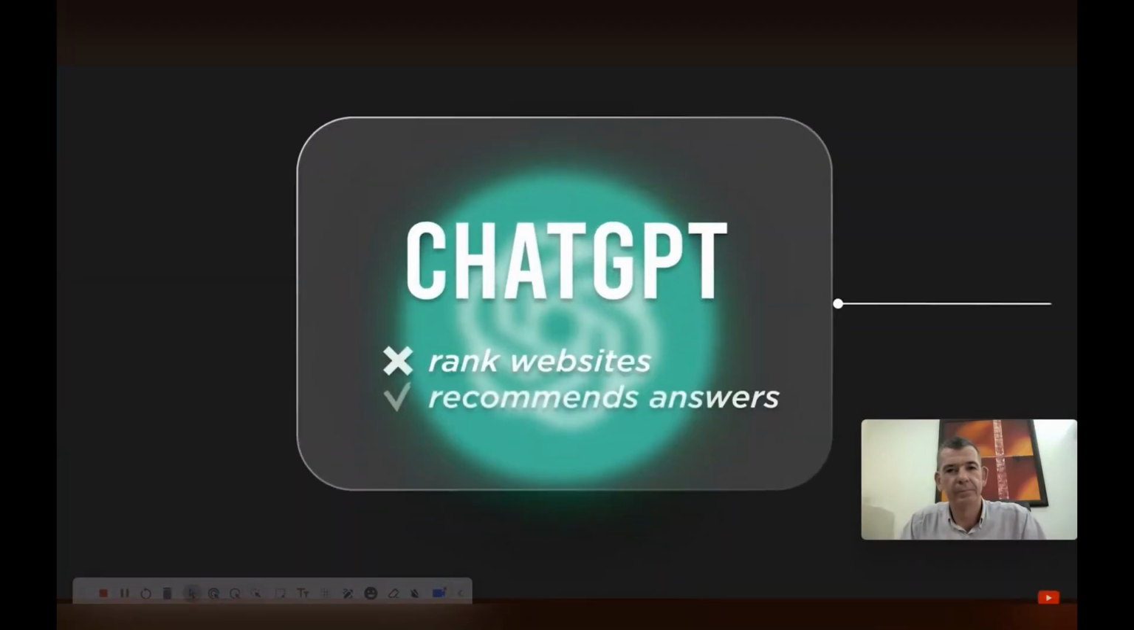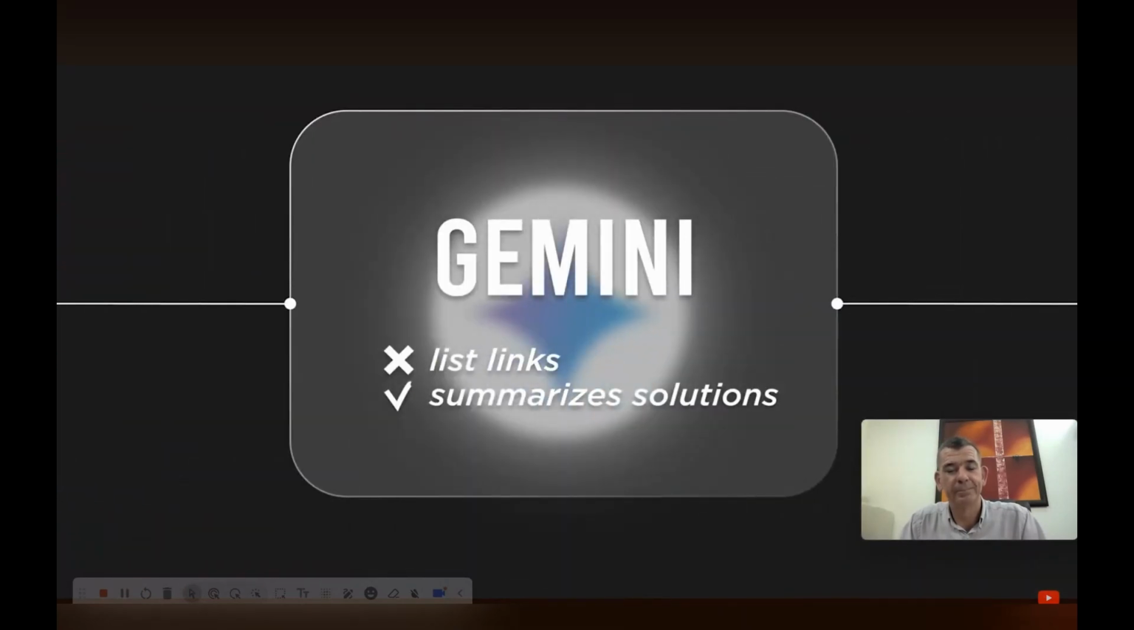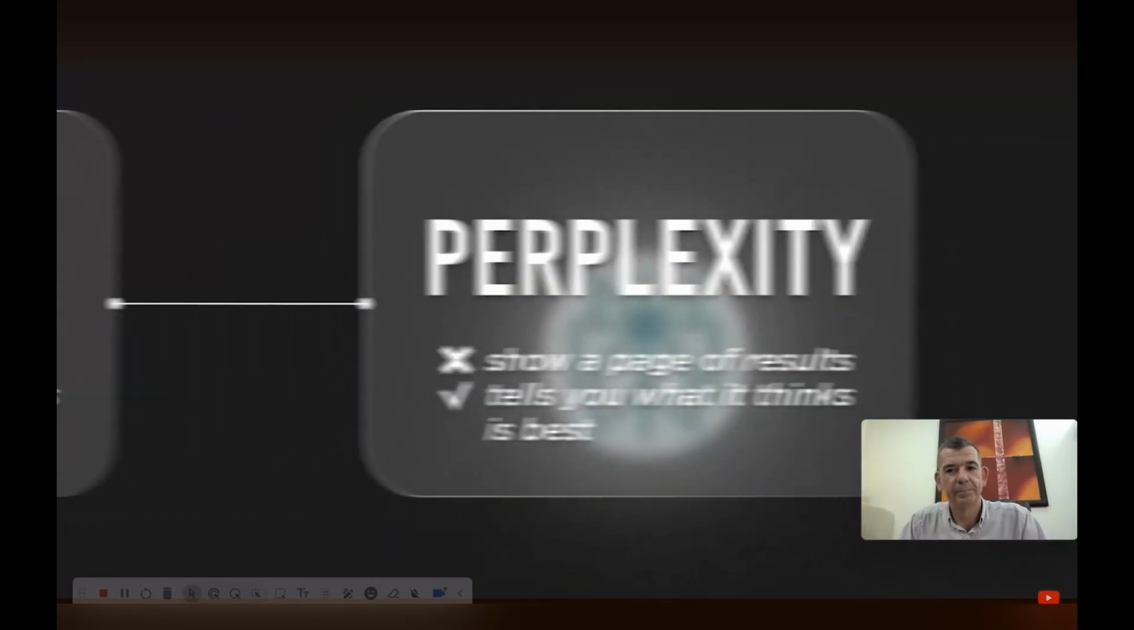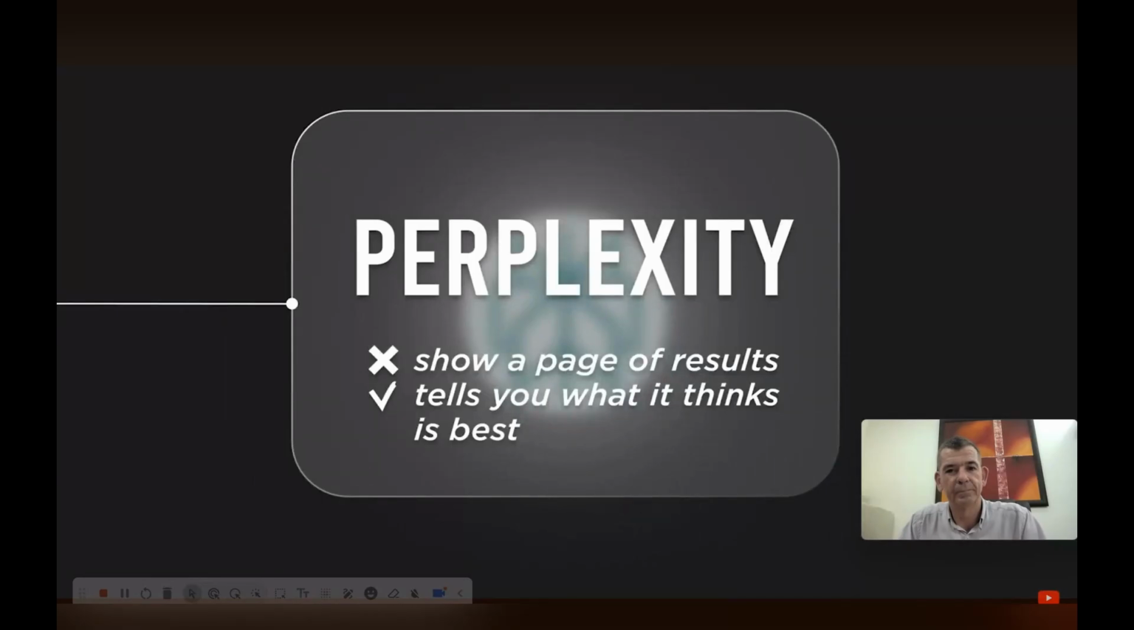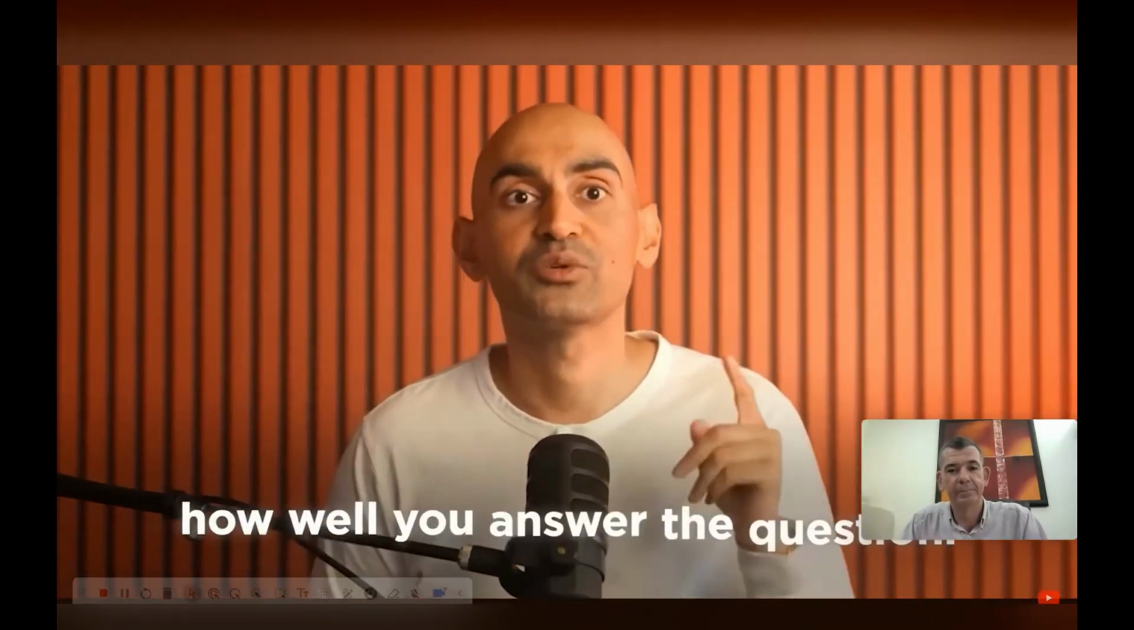ChatGPT doesn't rank websites, it recommends answers. Gemini doesn't list links, it summarizes solutions. Perplexity doesn't show a page of results, it tells you what it thinks is best. This is a massive mindset shift. Because in the world of AI search, your brand isn't judged by its keyword optimization or backlinking profile alone. It's judged by how well you answer the question.